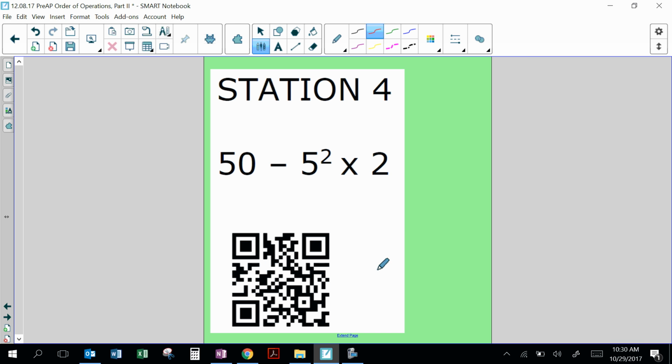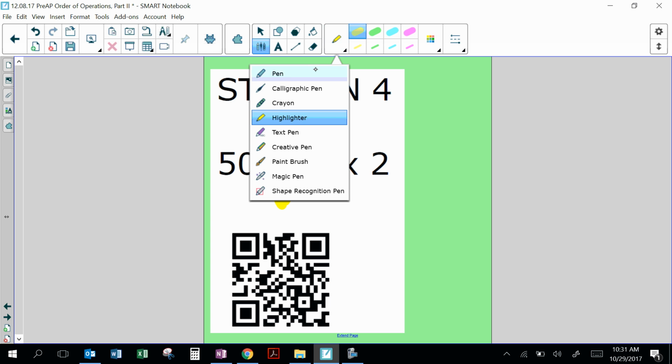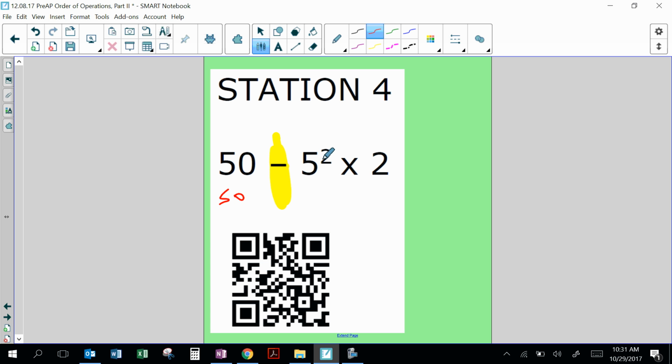Station 4. Let's highlight the operators right there. So our left term is 50. 5 squared: 5 times 5 is 25, times 2 is 50. So our left term was 50, our right term was 50, and our answer is 0 again.